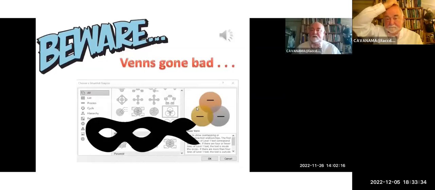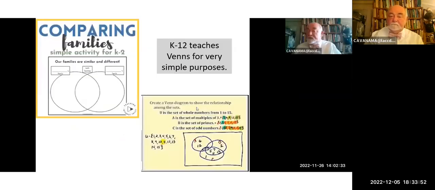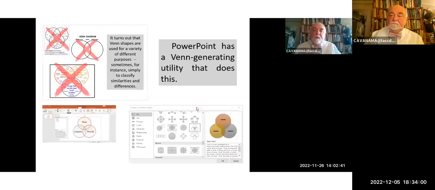Ooh, Venn's gone bad. It turns out that Venn shapes are used for a whole variety of different purposes, sometimes, for example, simply to classify similarities and differences. K-12 uses it for this: get groups and look at what are the common characteristics and what are the differences. That's fine. PowerPoint has a Venn generating utility that does this kind of thing.